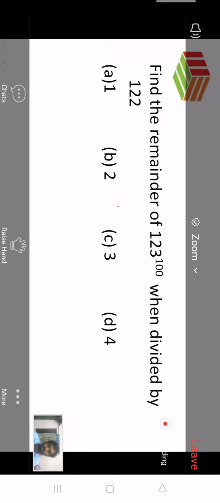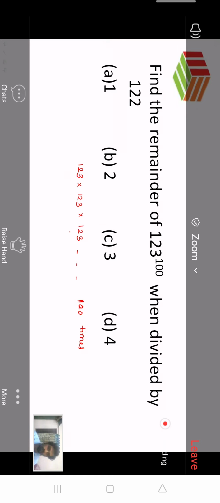What is the answer? The answer is going to be 1. What is the given number? 123 is coming how many times? 123 is coming 100 times. So 123 into 123 into 123, like that 123 is going to come 100 times. You are dividing this number with 122.